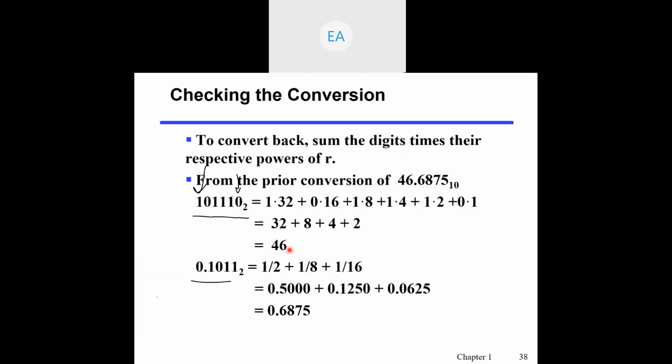So this is how you check the conversion. Okay, I checked the whole part. Now how do you check the decimal part? What is this value after the dot? It is 2 to the minus 1, 2 to the minus 2, 2 to the minus 3, 2 to the minus 4. So here we go, we add them up and we get this decimal and our answer is verified.